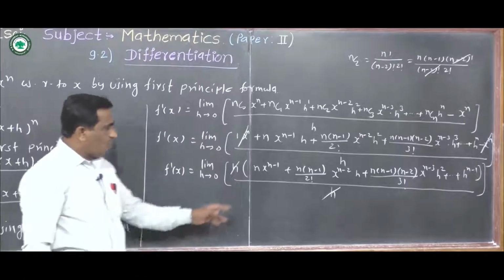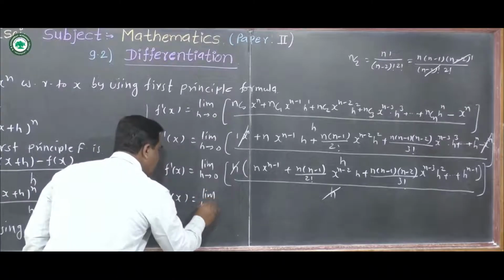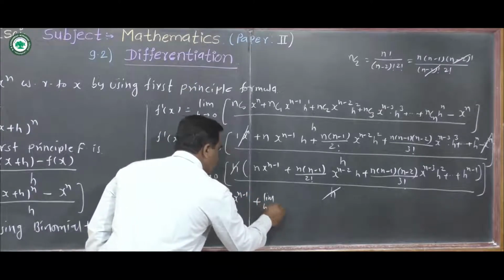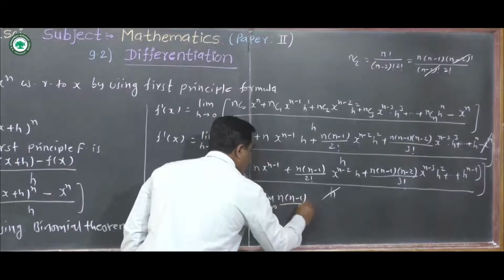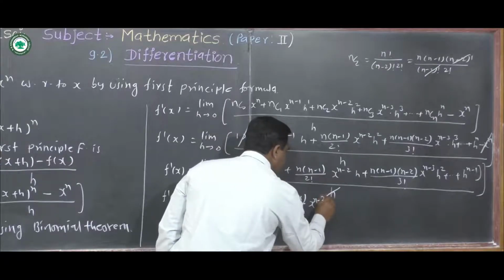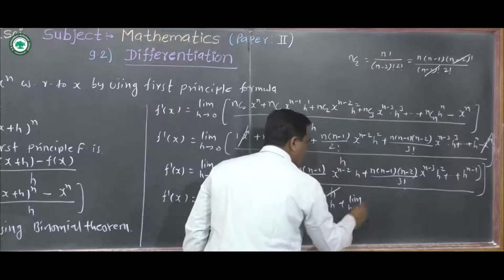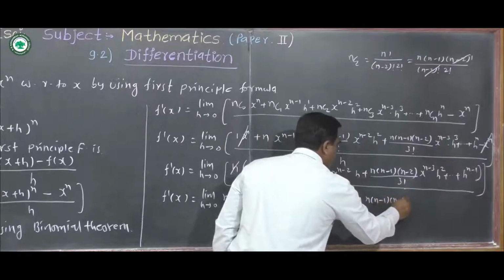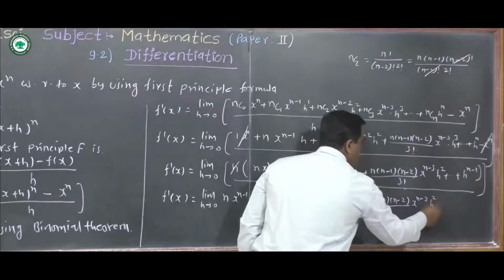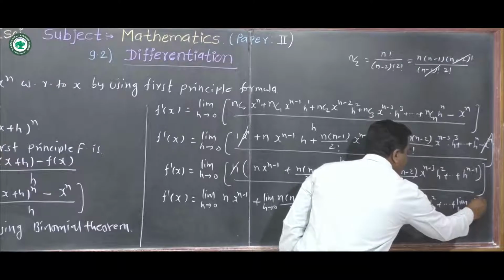Now we can take a separate limit for each term. Then we can write f dash of x is equal to limit h tends to 0, n into x raised to n minus 1, plus limit h tends to 0, n into (n minus 1) upon 2 factorial into x raised to n minus 2 into this h, plus limit h tends to 0, n into (n minus 1) into (n minus 2) upon 3 factorial into x raised to n minus 3 into h square, plus limit h tends to 0, h raised to n minus 1.